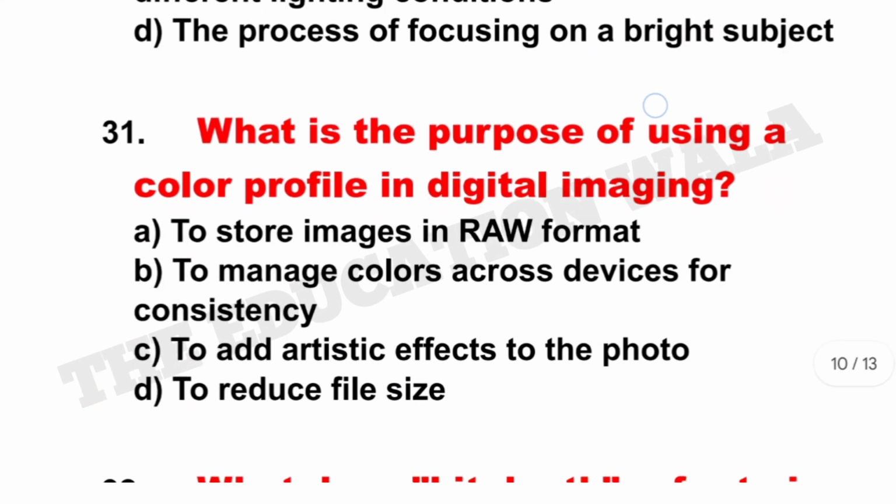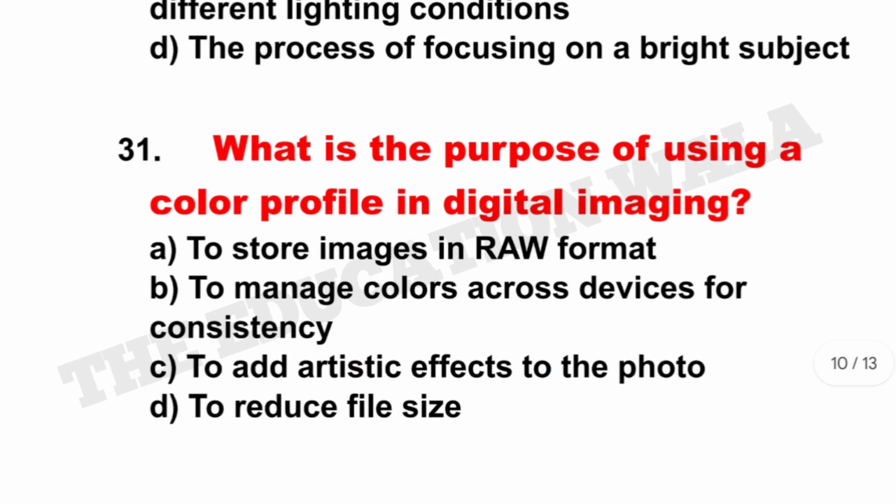Question number 31. What is the purpose of using a color profile in digital imaging? Option A, to store images in raw format. Option B, to manage colors across devices for consistency. Option C, to add artistic effects to the photo. Option D, to reduce file size. The right answer is option B.